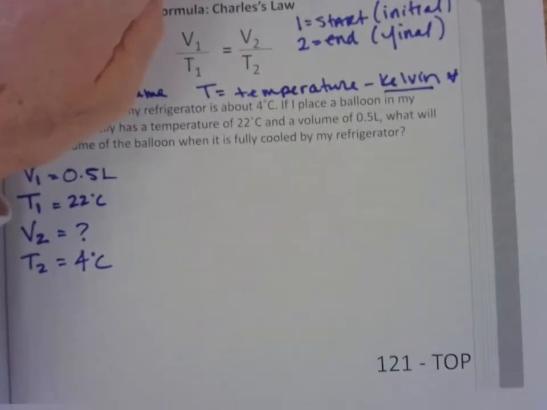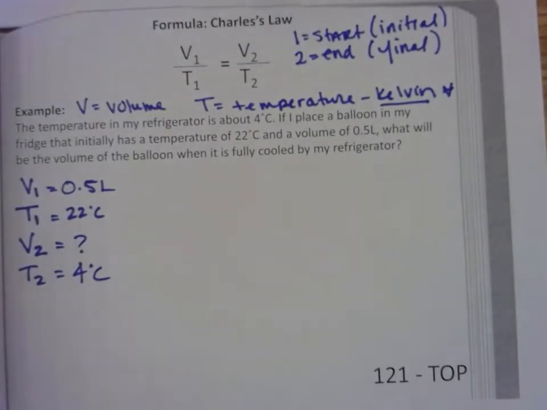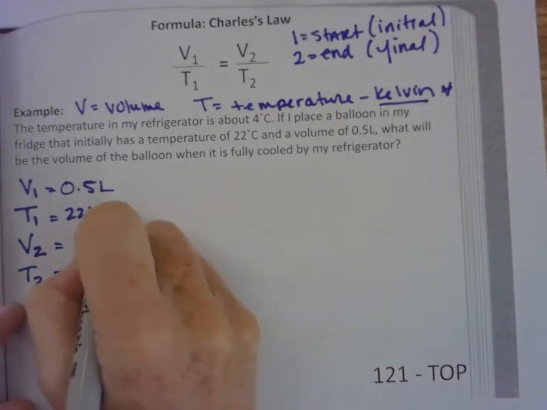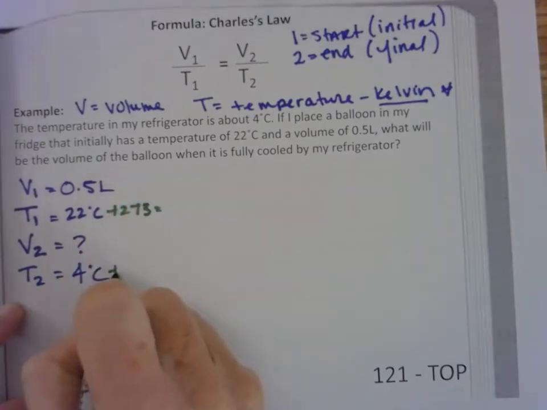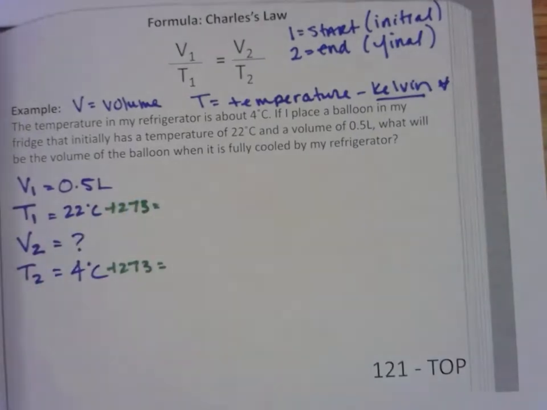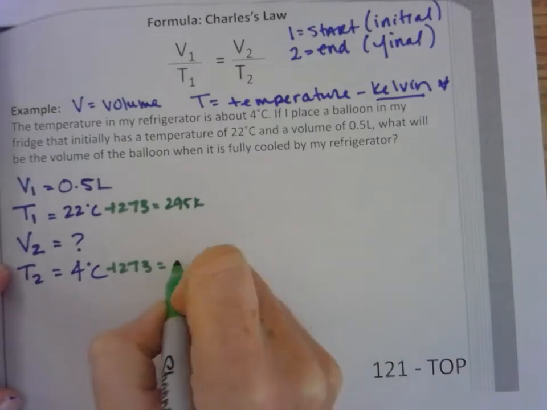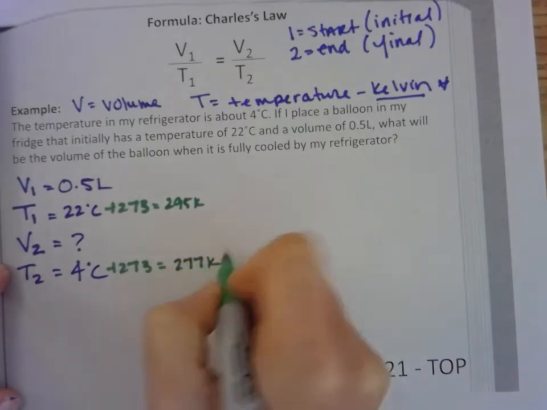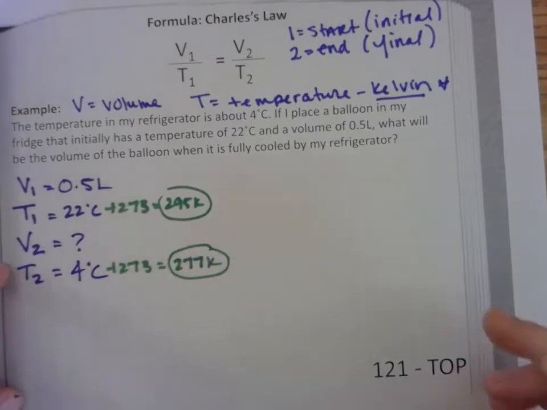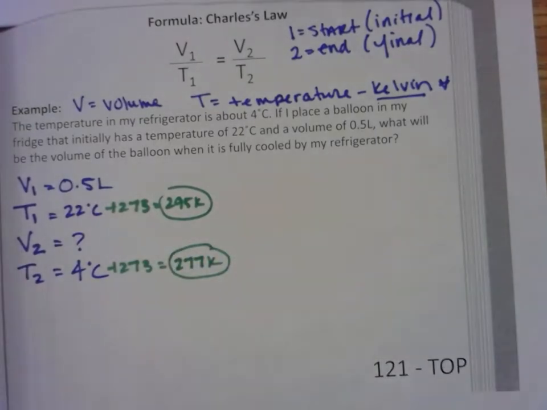Well, these are two temperature values, so we're just going to convert between one and the other. I'm going to add 273 to both of these numbers because I need these in Kelvin. I get 295 Kelvin here, and this one should be 277 Kelvin. I usually circle these so I know which number I need to use. I don't want to use the wrong number because I'll get the wrong answer.